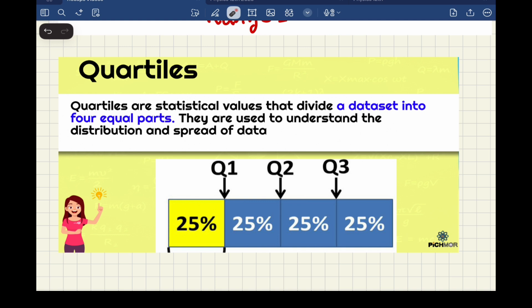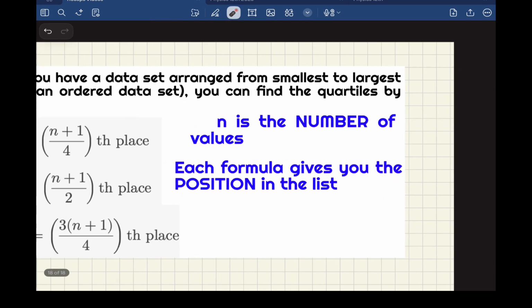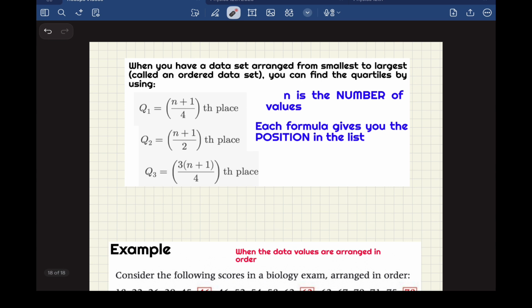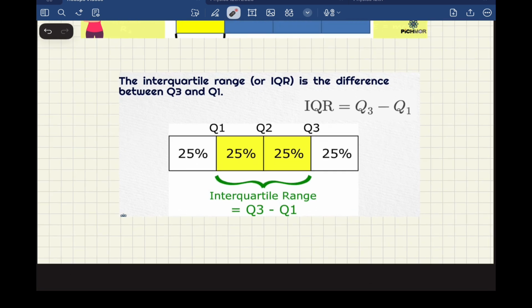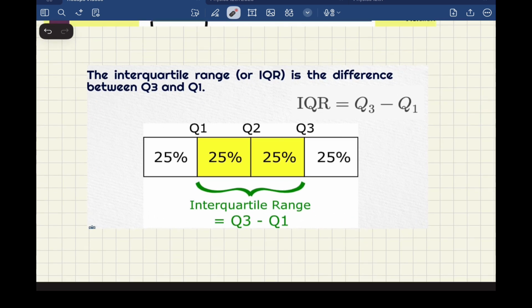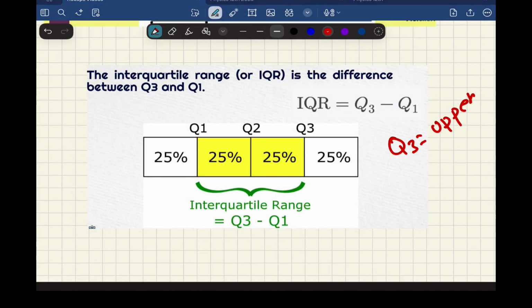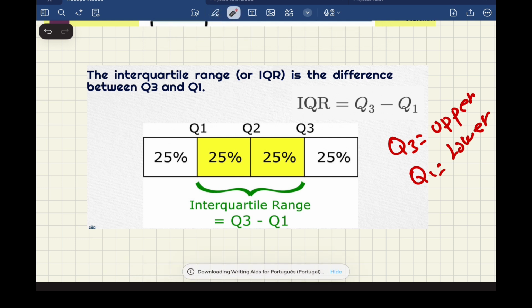Okay, pay attention. The interquartile range, let me show you here. The interquartile range is the difference between the upper quartile, Q3, and the lower quartile, Q1. So if we find the difference Q3 minus Q1, we are going to find the 50% of the data set that is just at the middle. So we are going to focus on what is happening here.